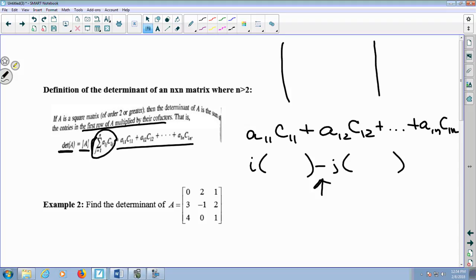If the sum of i and j is odd, then the cofactor sign is going to be negative. Okay, so let's look at this.